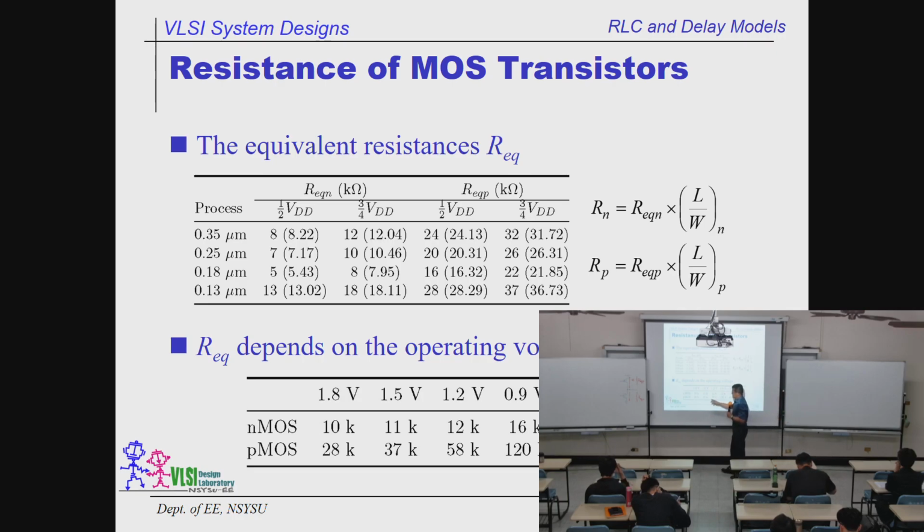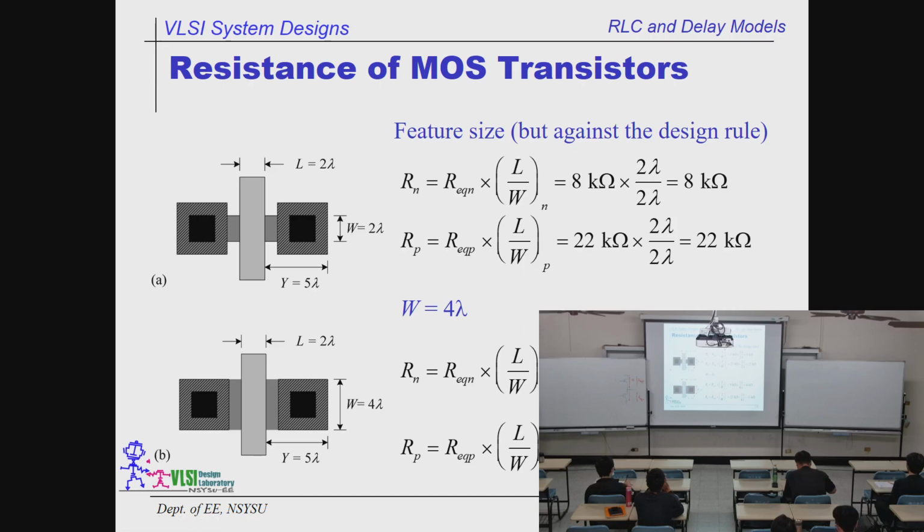Okay, so these are numbers that, if you have enough space in your brain, please try to remember. 10 to 28. That's the resistance of minimum size PMOS and NMOS, respectively. These are the numbers that I encourage you to remember, all the numbers that we have. Now we can take a look to check it out.